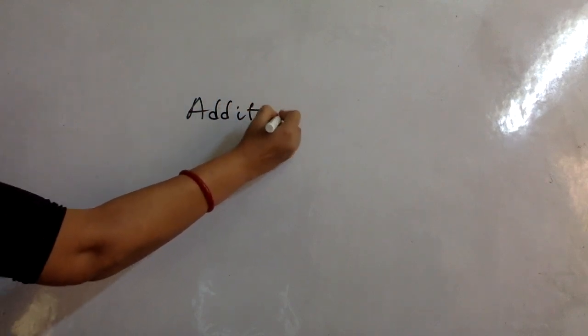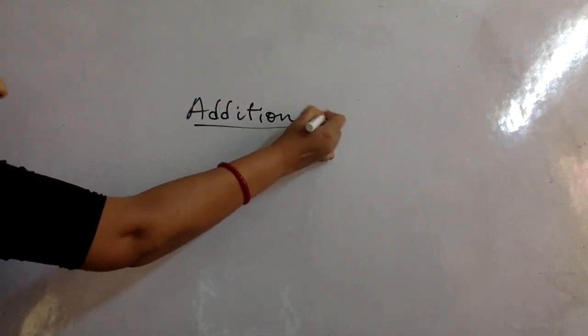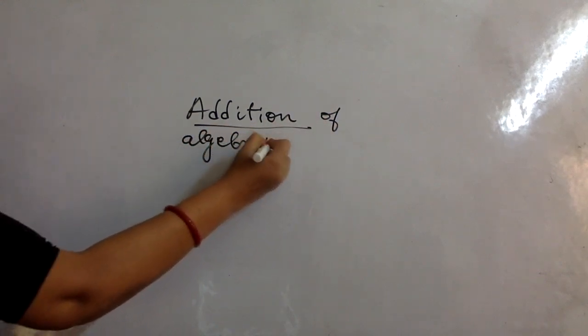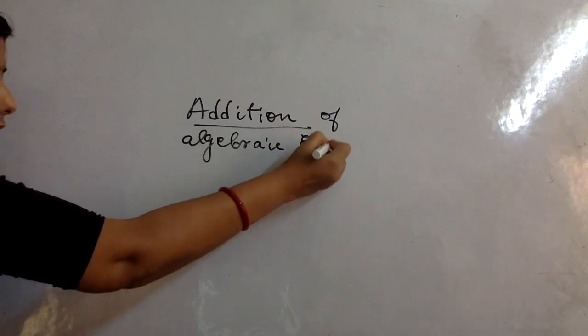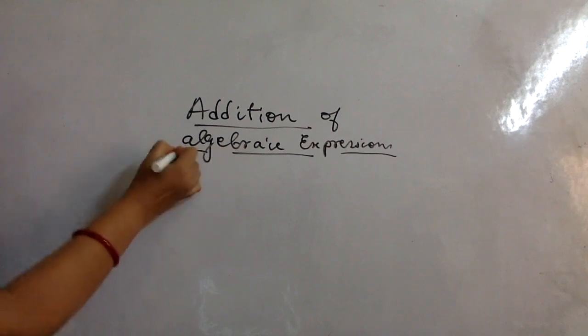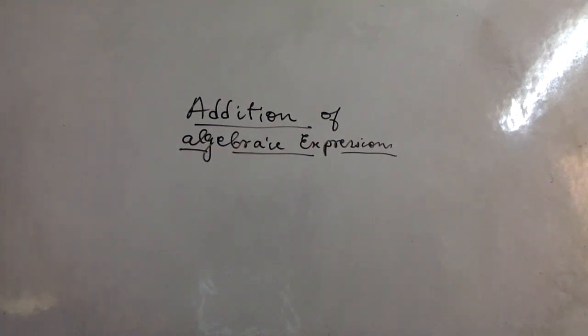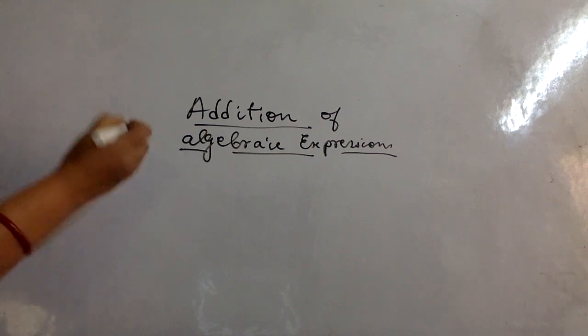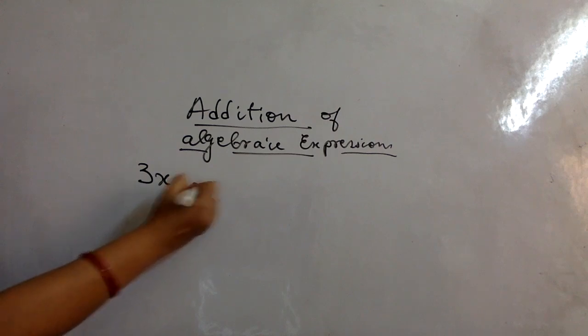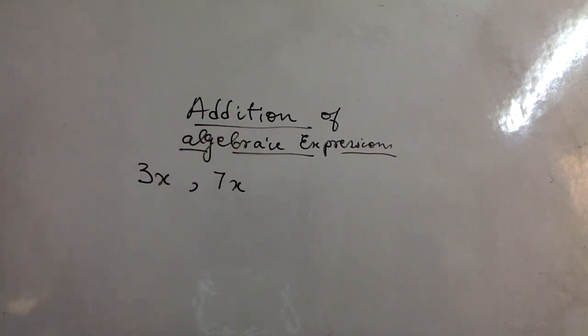Addition of algebraic expressions. Okay, let's take a very simple one, 3x and 7x. We have to add these.